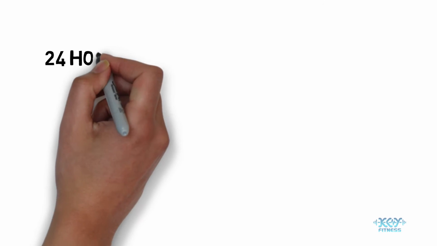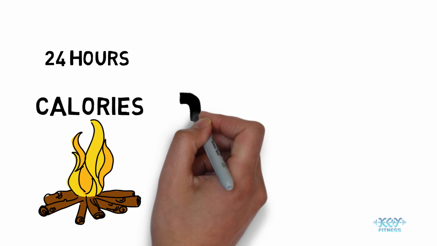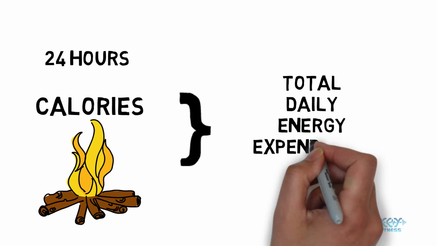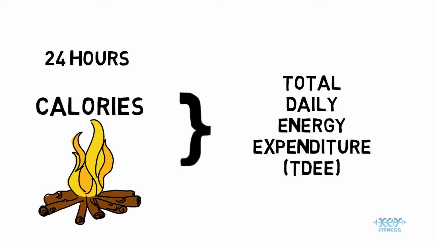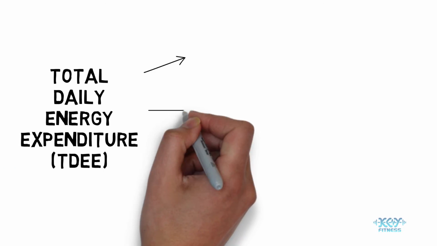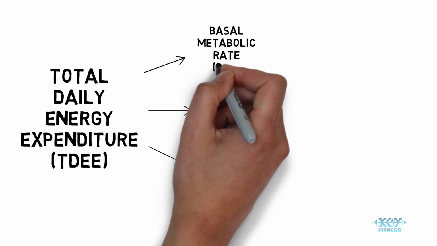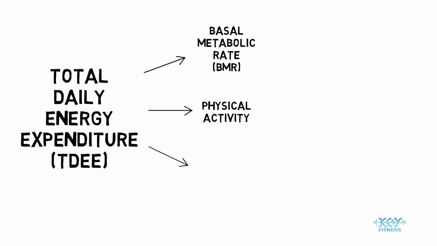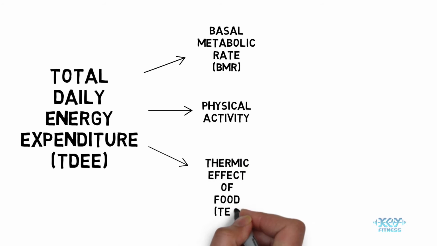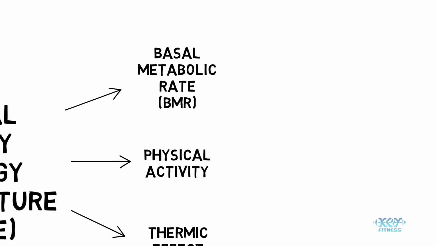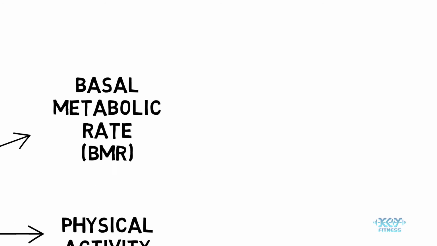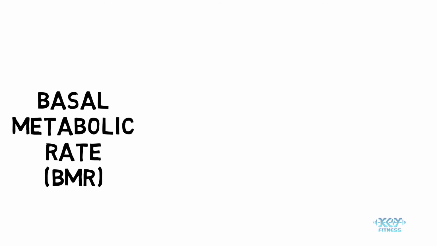There's a term for calories consumed per day, which is Total Daily Energy Expenditure or TDEE. To manage your weight, it will be good if you are familiar with TDEE. Basically, TDEE is made up of 3 components, which are basal metabolic rate, physical activity, and thermic effect of food. We start with basal metabolic rate, which is also known as BMR.